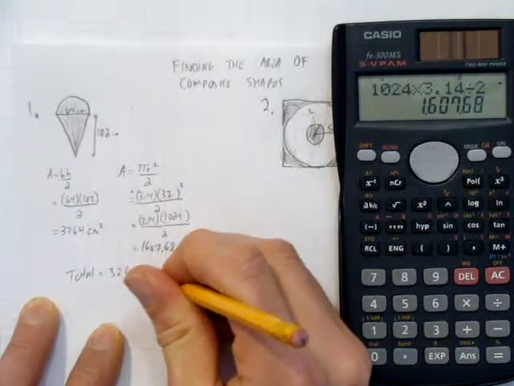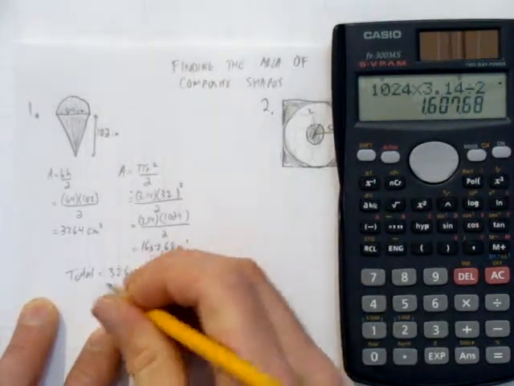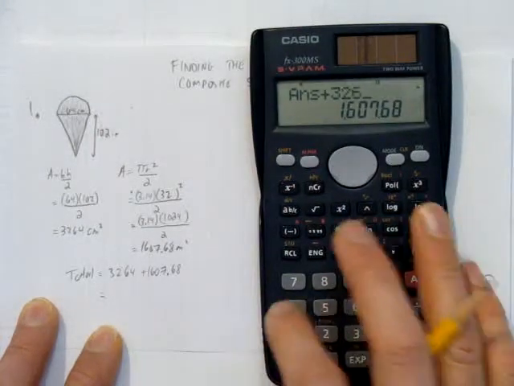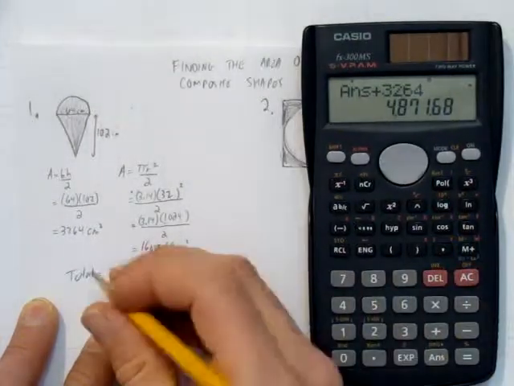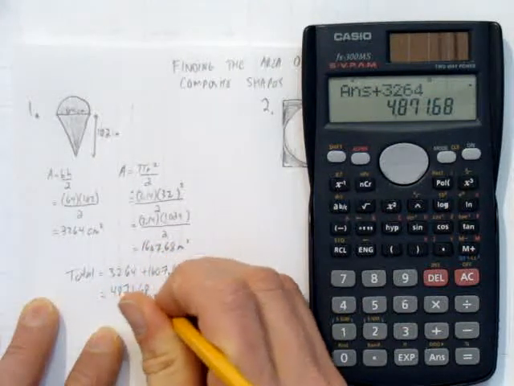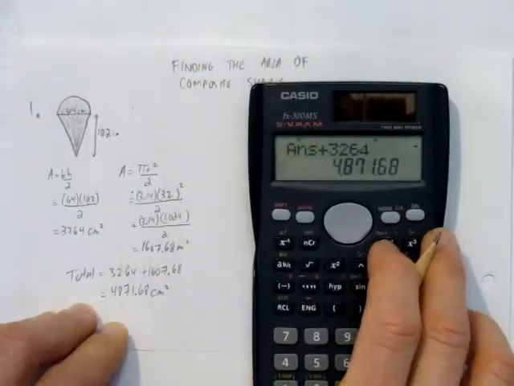So the total area, this total shaded area above, is just a combination of the triangle, 3264, plus the half circle, 1607.68, and we can add those together and we get 4,871.68 centimeters squared. That's this first question here.